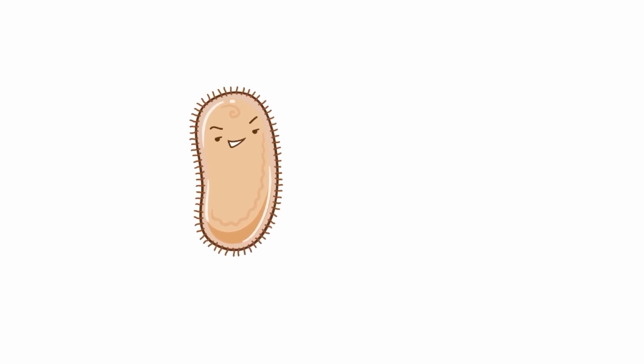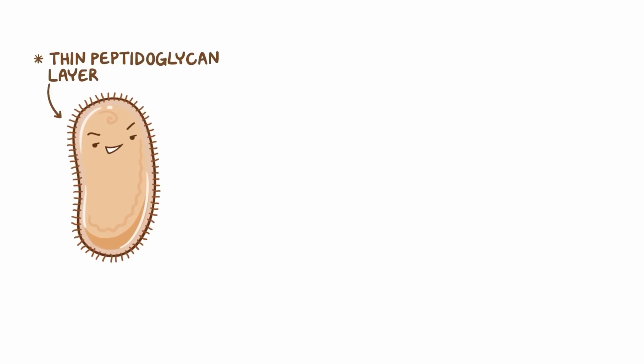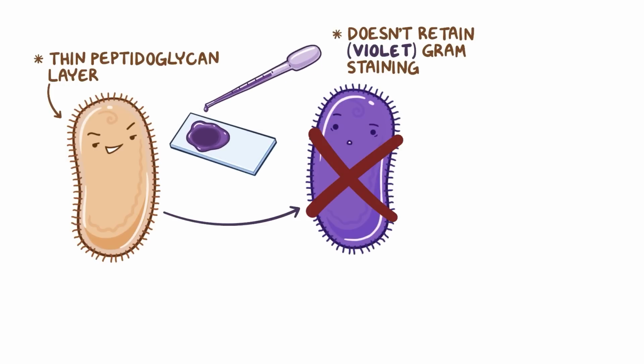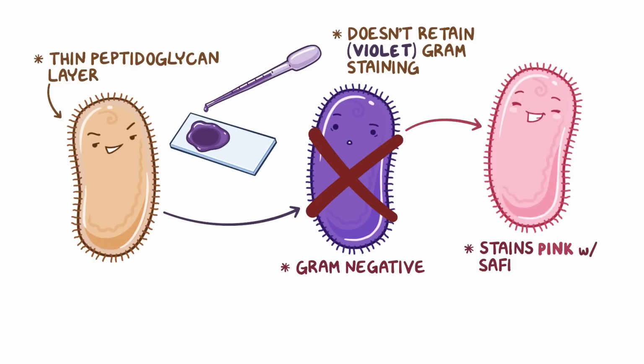Now, Francisella tularensis has a thin peptidoglycan layer, so it doesn't retain the crystal violet dye during gram staining. Instead, like any other gram-negative bacteria, it stains pink with safranin dye.